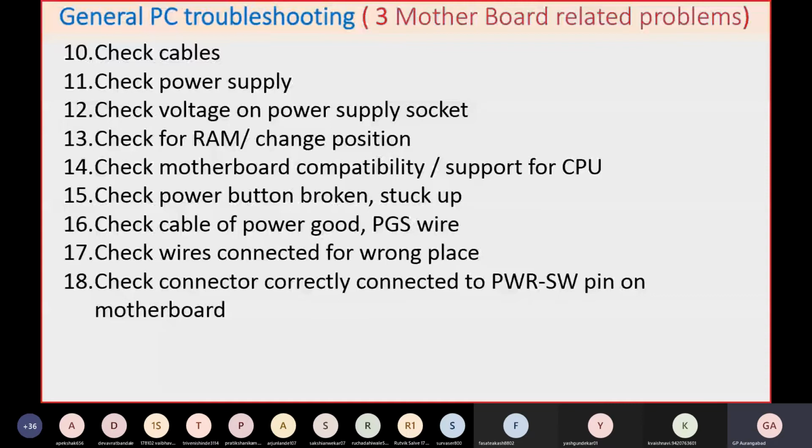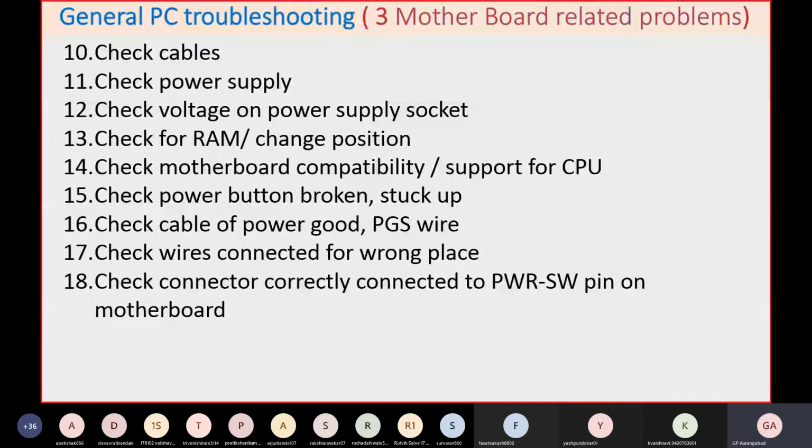Next, you can check whether wires are connected at a wrong place. Here you have to check whether all the wires are connected at the correct, proper places. You can also check whether the connector is correctly connected to the power switch pin on the motherboard. So these are the certain 18-20 steps which you can perform, and from this you can diagnose what the problem with the motherboard is.